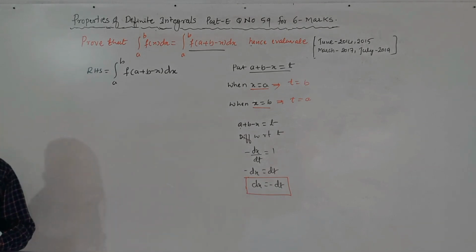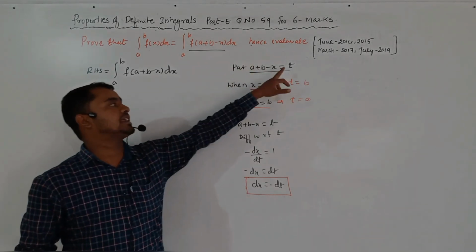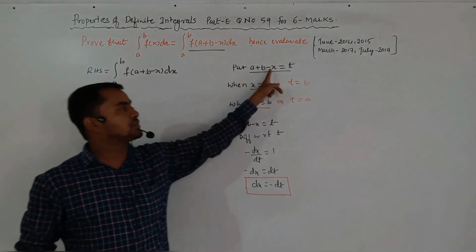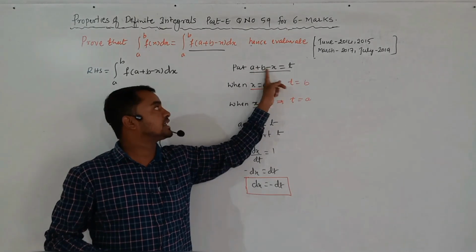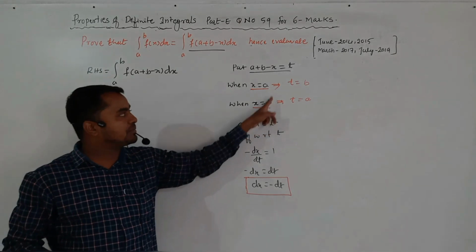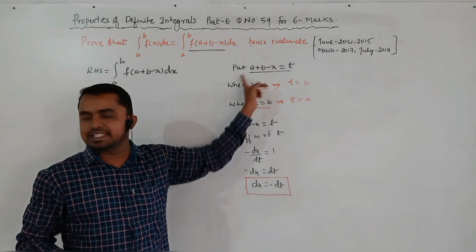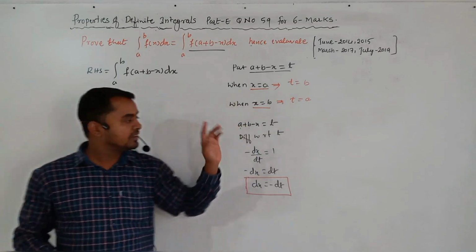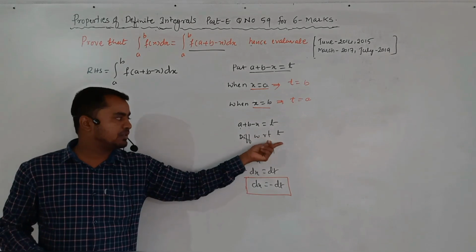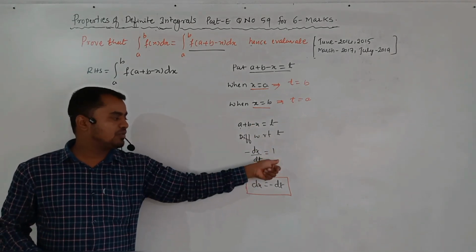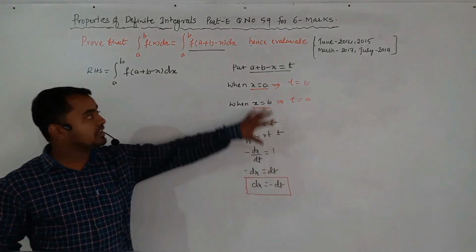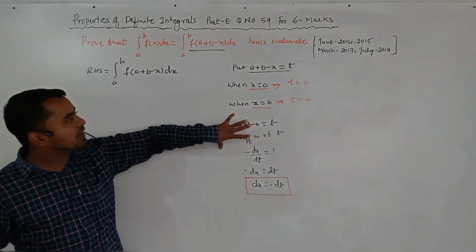What did we do first? Here we put a plus b minus x is equal to t, then change the limit. When x is equal to a, substitute here a, then plus a minus a get cancelled, t is equal to b. When x is equal to b, put b here in the place of x, plus b minus b cancel, then t is equal to a. Now again write this one, a plus b minus x is equal to t, then differentiate with respect to t. Minus dx by dt is equal to 1, minus dx is equal to dt. dx is equal to minus dt. Now whatever substitution we did, we are using here.